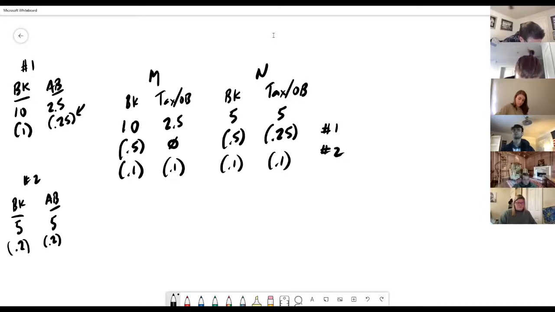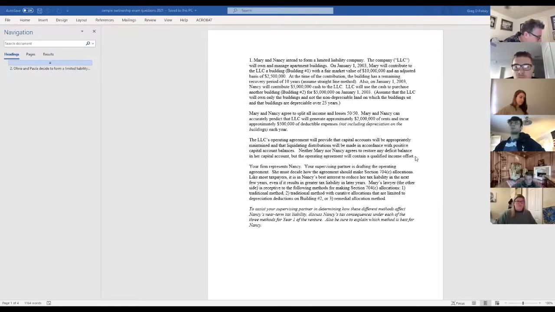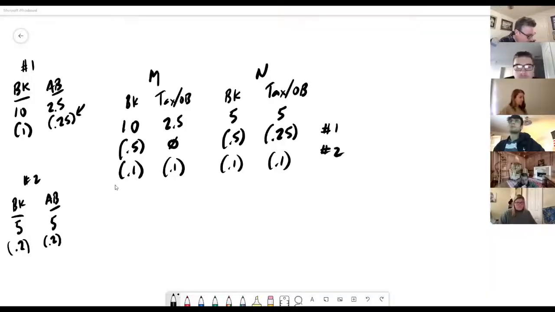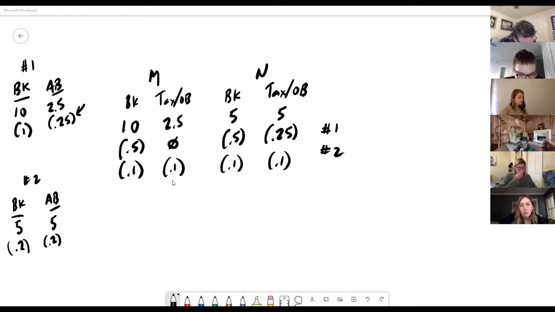I think the problem is set up for the alternate economic effect. And so we have the first two. Let me go back to the problem and see. Yeah, so it's set up for the alternate effect here. So that's the language that gives the alternate economic effect. It's not really what this question tests, but to be complete, you would say these allocations are respected because they satisfy the alternate economic effect test. Nobody's capital account is getting below 0.